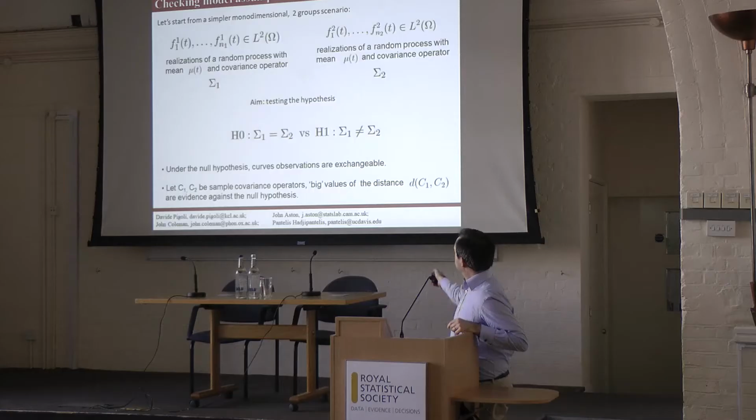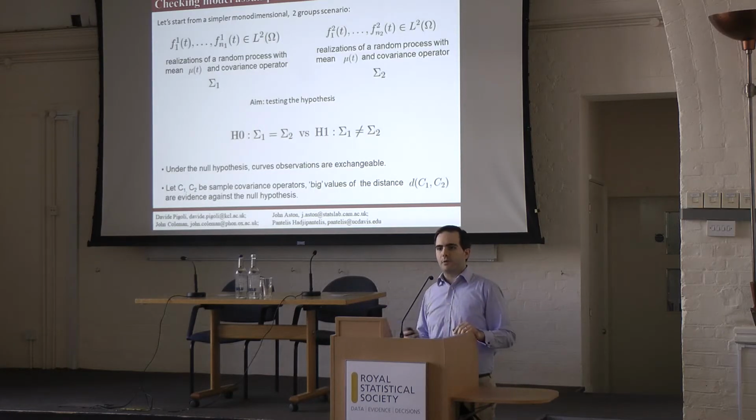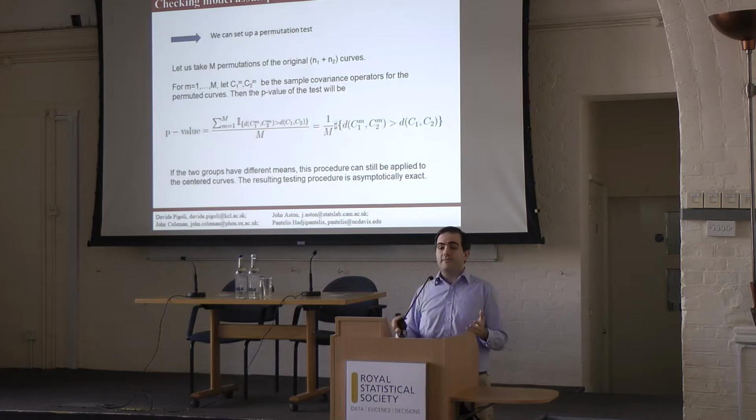For a moment, I just denote this as the distance d. I'm going to talk in a moment about which kind of distance we may want to use. Once you have that, you can simply permute the labels between the two samples, compute a version of the test statistic on the permuted data set, and compute the p-value as the proportion of the permuted test statistics that are larger than the one in the original data set. This is a classical permutation test strategy. The only key point is to choose in an intelligent way the distance between the two sample covariance operators.